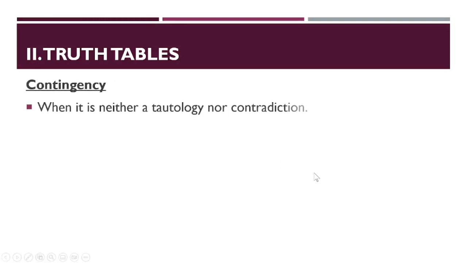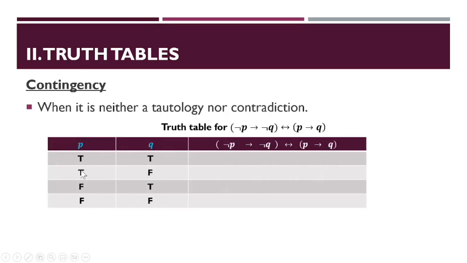For the contingency, when it is neither a tautology nor contradiction. So example, for the truth table of not P implies not Q, if and only if P implies Q. Again, we put the truth values under the connectives. So number 1, the negation of P. So we have false, false, true, true. Then the negation of Q: false, true, false, true.